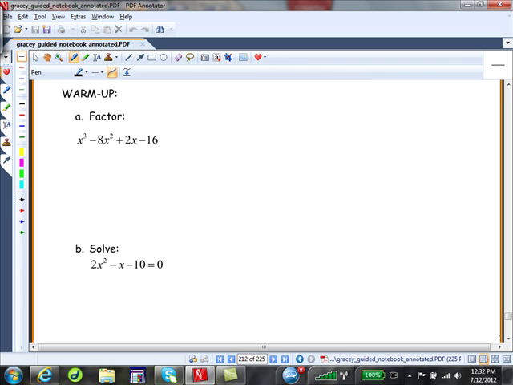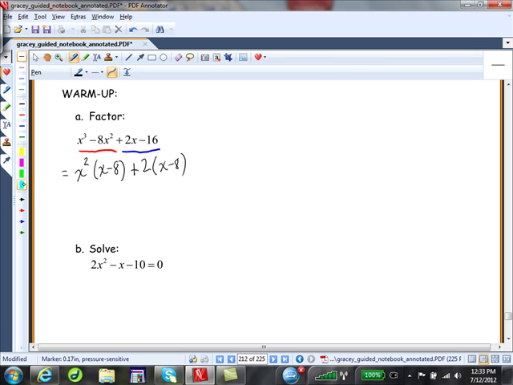For our warm-up to factor, if you notice, we have 1, 2, 3, 4 terms. There is no GCF for all 4 terms, so we're going to factor by grouping. So I can factor out an x squared from the red group, and I'm left with x minus 8, and then if I factor out a positive 2 from the blue group, I'm left with x minus 8.